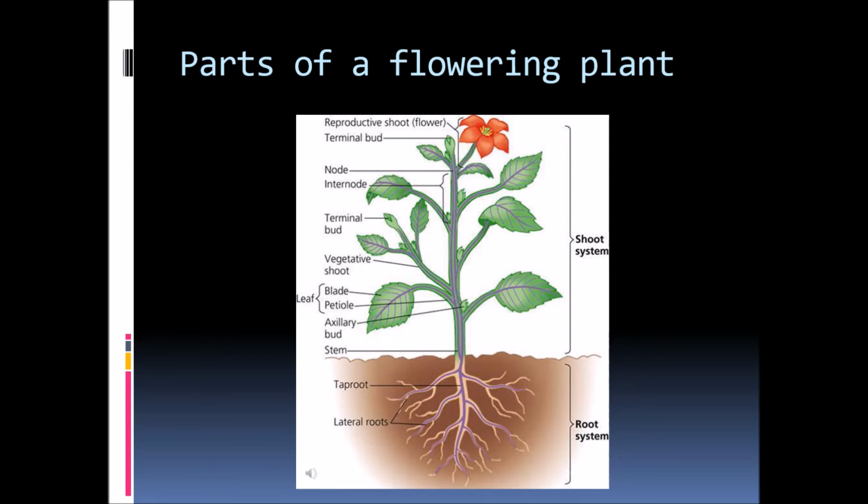A node is present, an internode is present, a terminal bud again is present, and the shoot, the stem and the branches are present. Inside the leaf, the blade and petiole are the parts of the leaf. In between we may also find buds, which are called axillary buds, and the stem is present. These are the different parts of a flowering plant. And finally the roots: in the case of a taproot we have the central primary root and lateral roots will come. In the picture, the taproot and lateral roots are present in the root system.